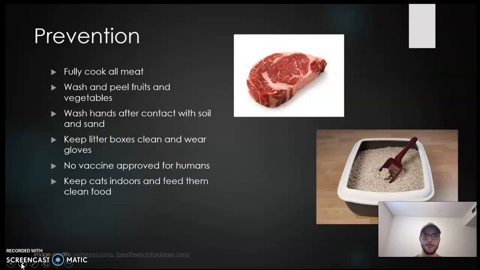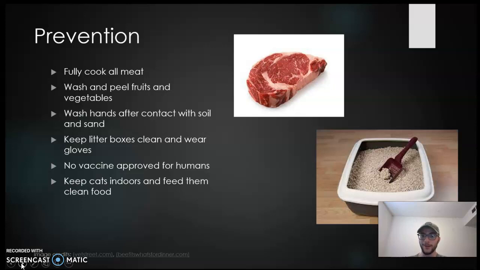So prevention: fully cook all your meat. Never eat a medium rare pork chop. If you like your steak medium rare, that's not hot enough. That's where you can prevent the tissue cysts. The tissue cysts can't survive the heat. You wash and peel your fruits and vegetables. The oocysts, they don't like to stick to things very well. Never drink unfiltered water.